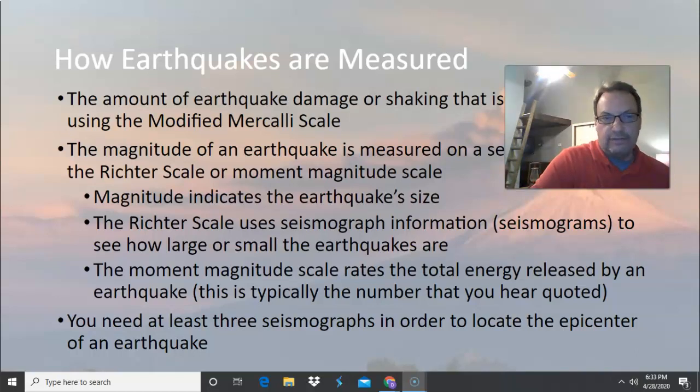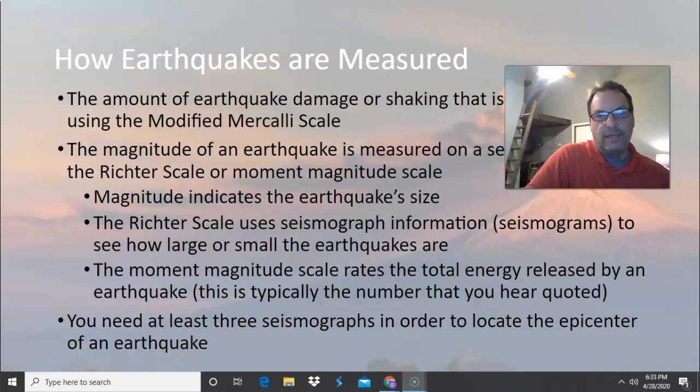That would be very, very devastating. But you need at least 3 seismographs in order to locate the epicenter of an earthquake. Now, we talked about the focus of an earthquake being the spot, the very rock down inside the earth that actually breaks. That's going to be the focus of an earthquake. But directly above the focus is going to be the epicenter.